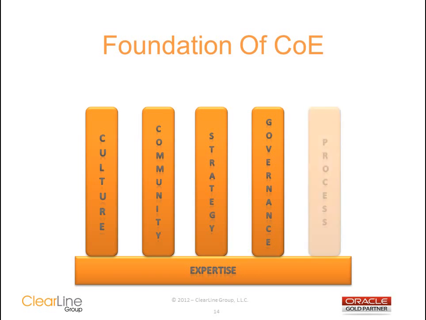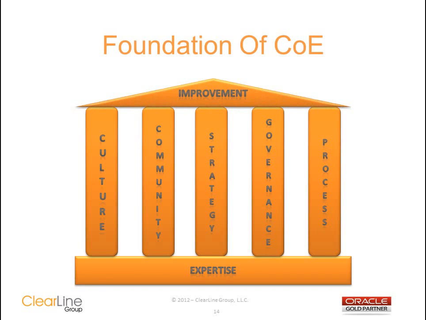Process is just the implementation of the standards that were developed during governance. It is based on the best practices and the methodology that your organization is using. The ultimate goal of a Hyperion Center of Excellence is continual improvement for both the applications it oversees and for the organization itself. It's important to remember that business, technology, and staff will always change over time, so the CoE must stay flexible.